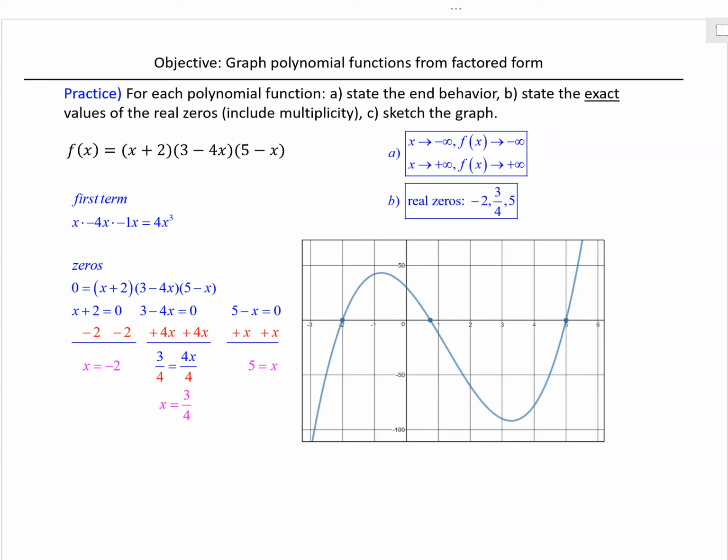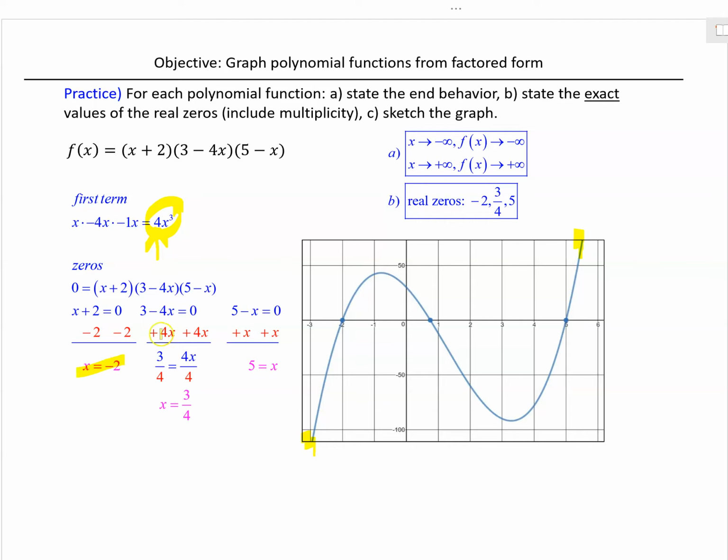So with this one, our first term is 4x cubed. So x cubed means that our right end goes to the positive infinity and our left end goes to the opposite direction, which we see here. And then with our zeros, all of our factors are different. So when there's no multiplicity in this one, we get negative 2.